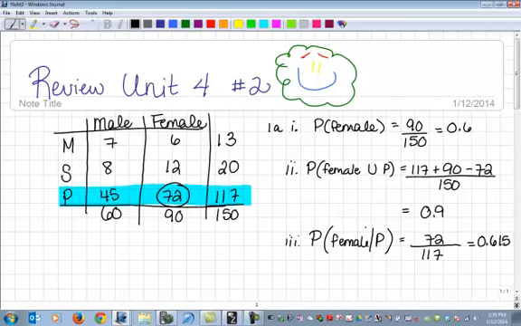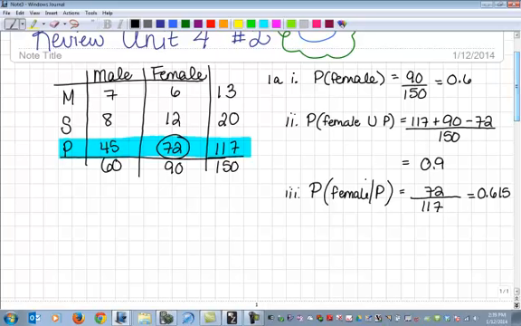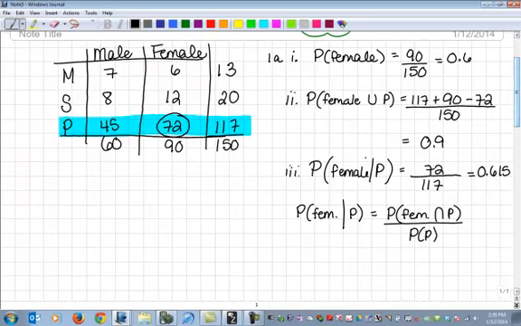0.615. Now, if you want to use the formula, which is on your glossies, we know that a conditional, and I'm just going to abbreviate here, female given production, is looking at the probability of being female and production over the probability of those that are in production. You're going to get the exact same number, okay? But it is a formula in your glossies that you can use.